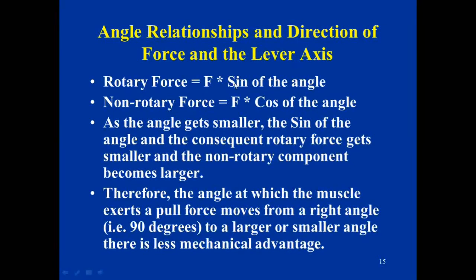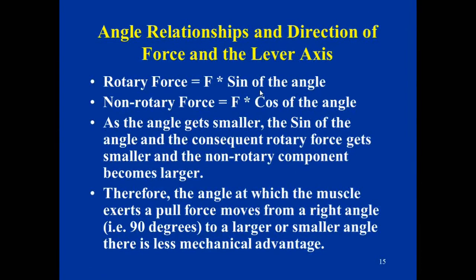Anything larger or smaller than 90 degrees is going to be less than 1, and that's multiplied times the force. And as you can see, the forces get smaller as a result of that, and it's just the reverse of that with the non-rotary components. So if the angle at which the muscle exerts a pull force moves from a right angle, let's say 90 degrees, to a larger or smaller angle, there is much less mechanical advantage, simply because of the way this calculation comes together, and you can actually experience that yourself.